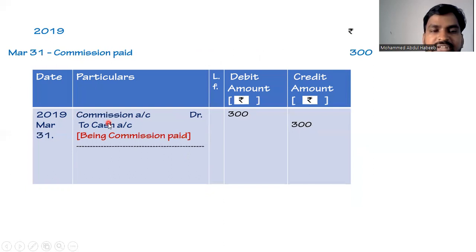Commission, as it is an expenditure, will be recorded on the debit side. And as the business is paying cash, cash is going from the business. So cash will be recorded on the credit side. So the general entry becomes commission account debit 300 to cash account 300, and the narration will be: being commission paid. So this was the last transaction for this problem. Now let us see how the solution should appear.